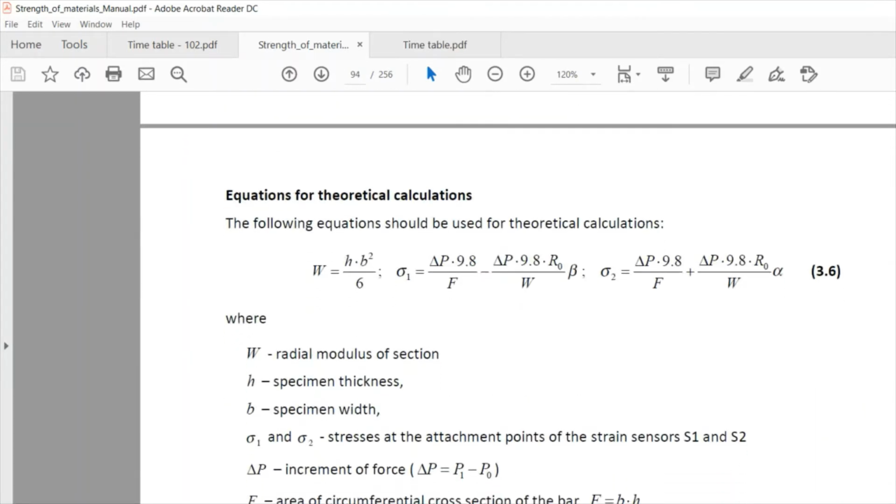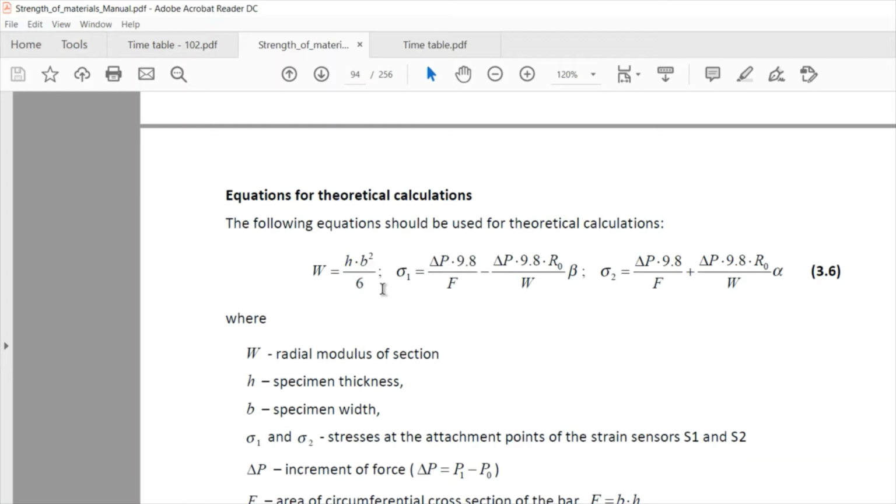Equations for theoretical calculations. The radial modulus of section is similar to the second moment of inertia. For a curved bar, it will be the thickness multiplied by the width squared, divided by 6.